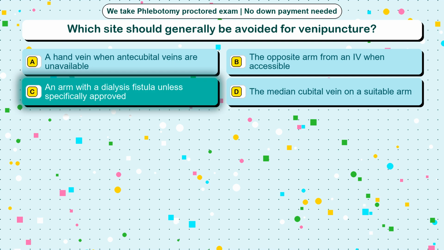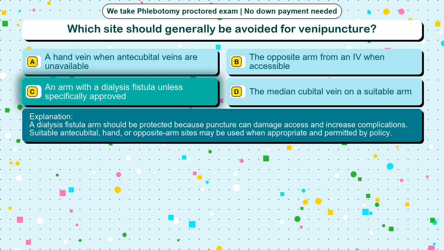The correct answer is option C. An arm with a dialysis fistula unless specifically approved. A dialysis fistula arm should be protected because puncture can damage access and increase complications. Suitable antecubital, hand, or opposite arm sites may be used when appropriate and permitted by policy.